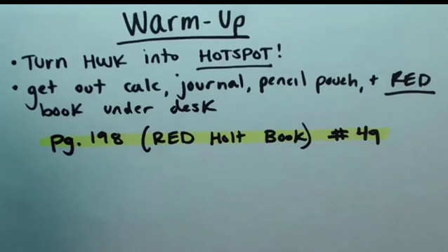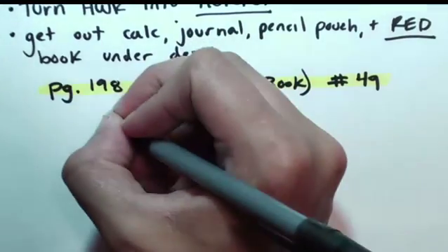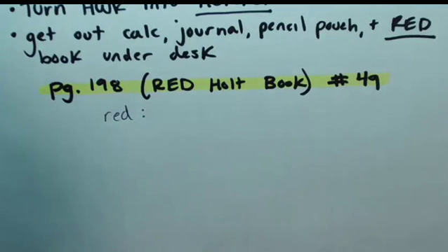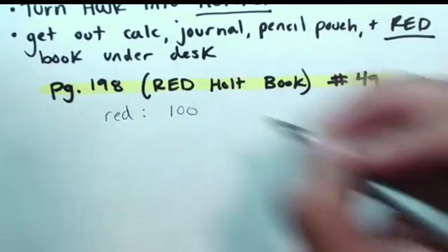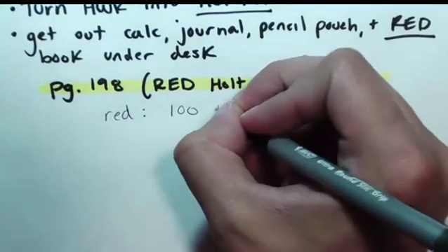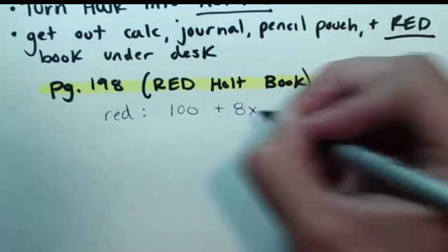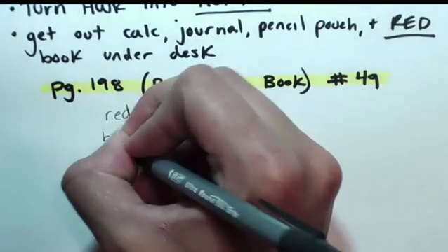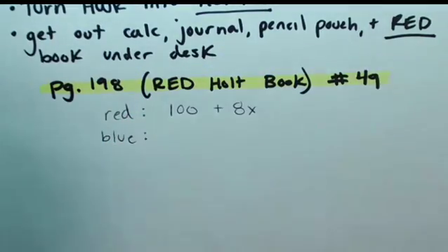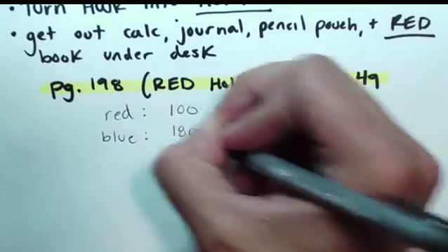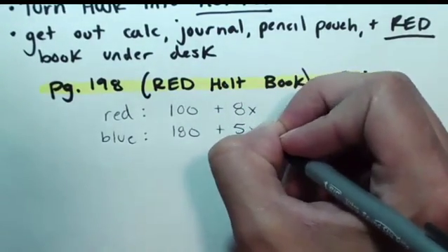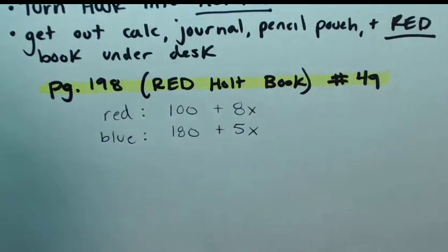Okay, so let's just write down what information we have. So first of all, let's write down the red kite. It says the red kite is 100 feet off the ground and is rising 8 feet per second. So it's already at 100 feet and it's rising, which means it's plus 8 per second. So x would represent seconds here. The blue kite is already 180 feet off the ground and it's rising, so plus 5 feet per second.